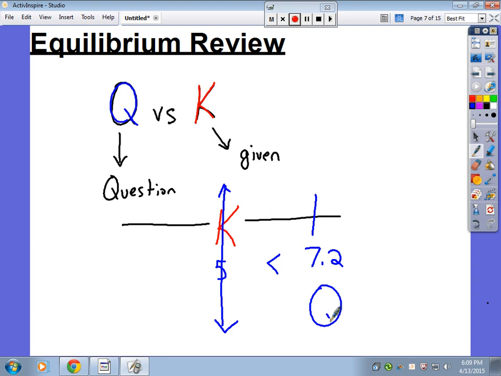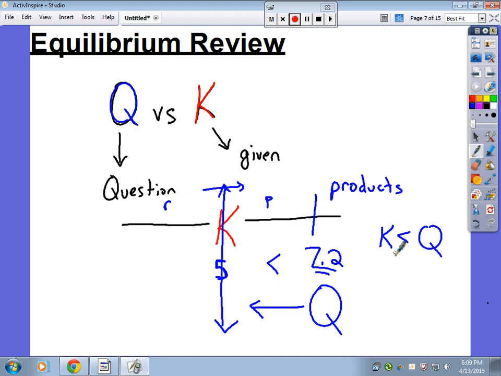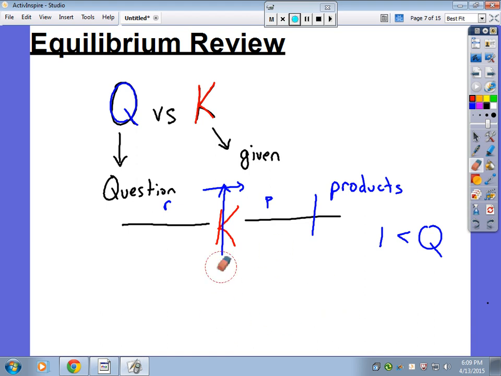So where am I in terms of equilibrium? Well, I've got more than I need. As a matter of fact, I've got more products right now, because in my equation, these are my reactants and these are my products. I've got way more products, and so they need to break down. I need to have my reaction shift to the left to reach my value of 5. My value of 7.2 is greater than 5, so my Q is greater than K. I need to shift to the left to reach equilibrium.